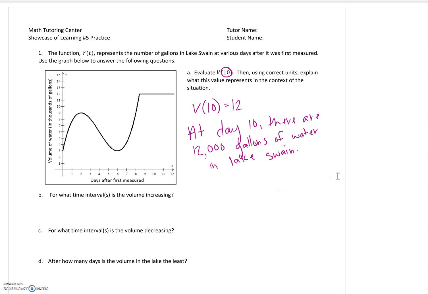For part B, it says, for what interval is the volume increasing? Increasing from left to right means our eyes are going up. So I always have my students trace it and say the words up, down, or stays the same. So when I do that, I'm going to say up, up, up, up, up, down, down, down, down, down, up, up, up, up, up, same, same, same, same, same. So when I look at the places where I highlighted that it's going up, it starts at time 0 and ends at time 2. So you would say from 0 to 2 days. And we also see that it's increasing from 6 to 8 days.